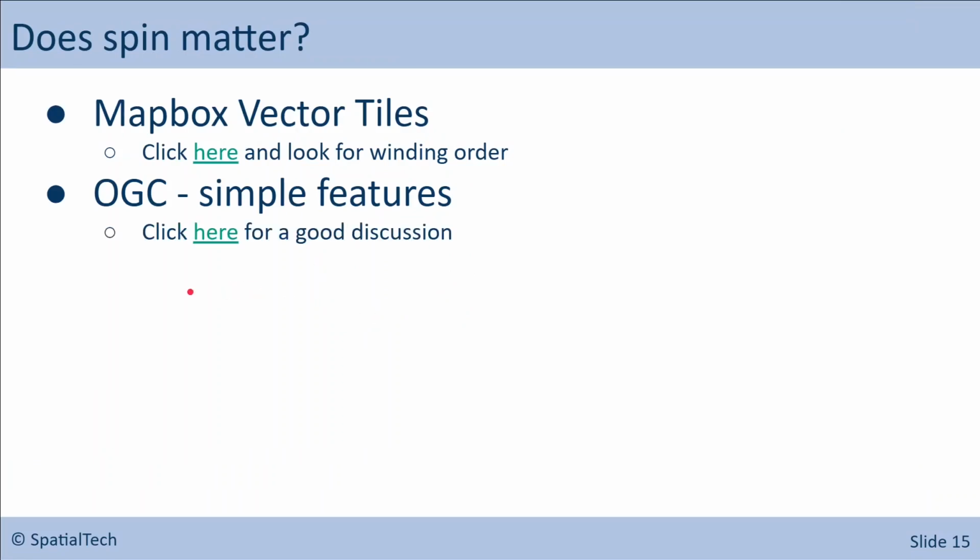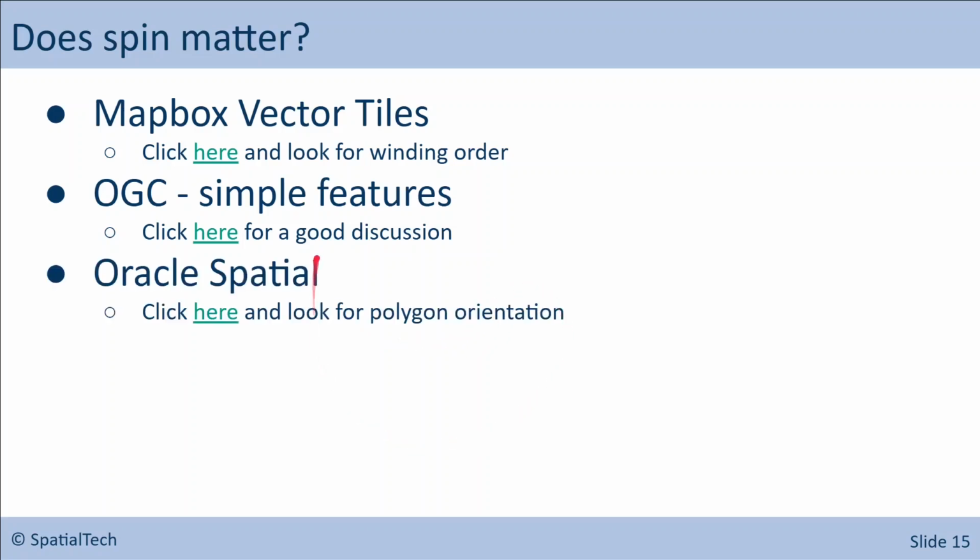OGC simple features might actually spin the other way. I'm just more familiar with shapefile, ArcSDE, and Mapbox vector tiles. I know Oracle Spatial spins the other way. But if you want to get into details, what you'll start to notice is that some do a clockwise exterior ring, but then some do it counterclockwise, which means the interior rings have to spin the other way if they're meant to be punch-outs or holes.